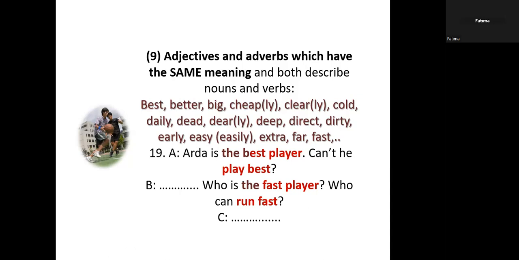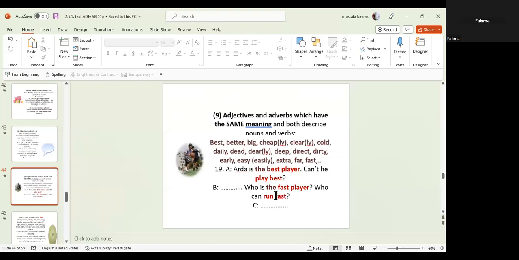Who is the fastest player? Who can run fast? Nadir is the fastest player, but Murat can run fast. Okay. Is it clear? No. Who is the fast player? Who can run fast? Fast is an adjective in "Who is the fast player?" In "Who can run fast?" it is an adverb. Yes, it is clear now.